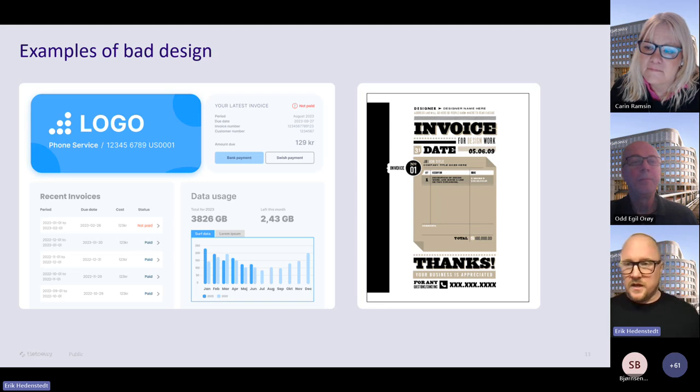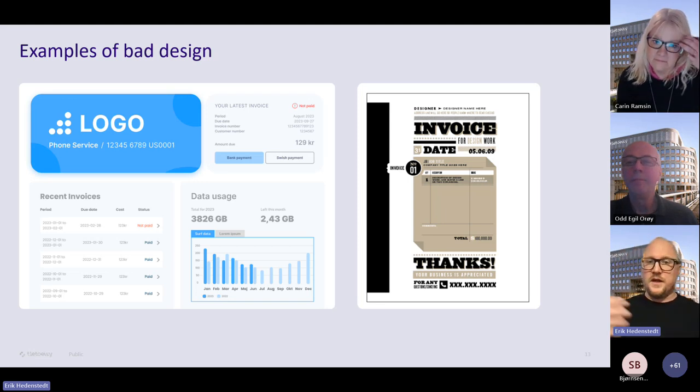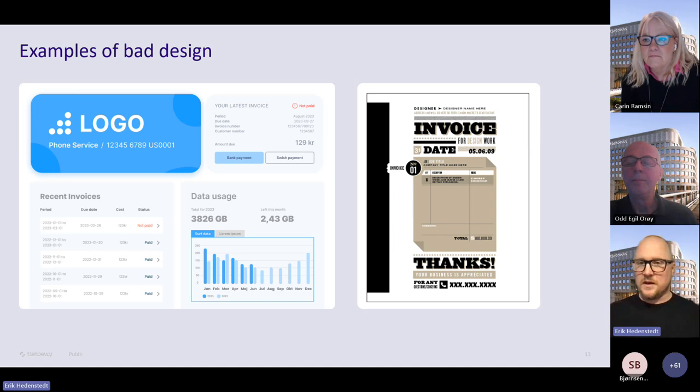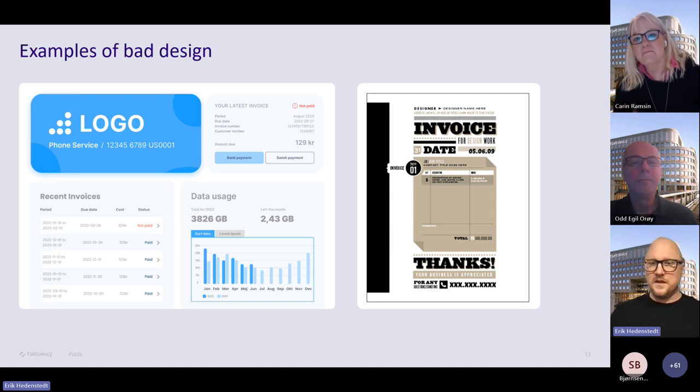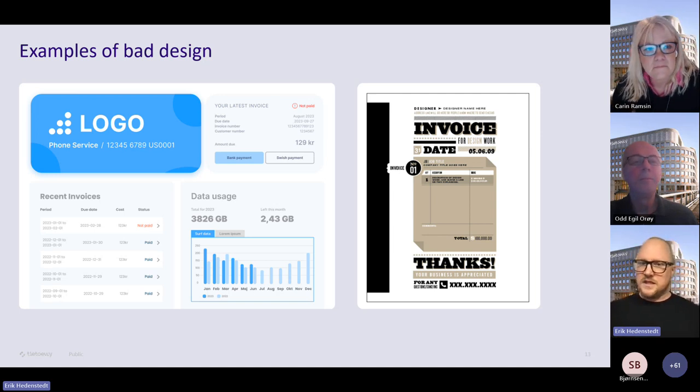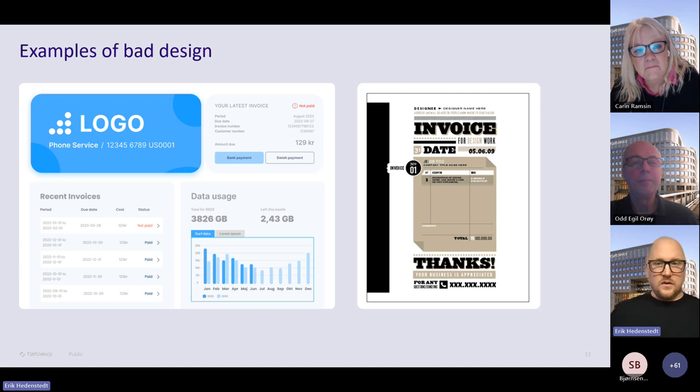These are invoices created by graphic designers who have focused on creating fun designs for themselves without any consideration for the recipient. As you can see, it's quite hard to see the information that I need to pay these invoices. In the left one, the logo takes all the focus, and in the right one, the information drowns in all the graphic elements. Just as, like I said, in the personas, there's a huge risk when you design for the sake of design. It rarely works.